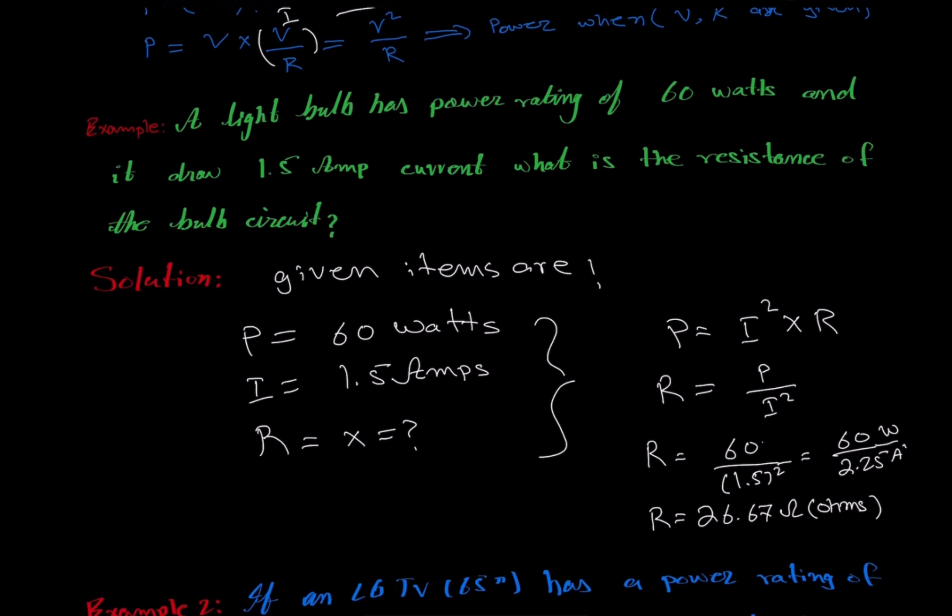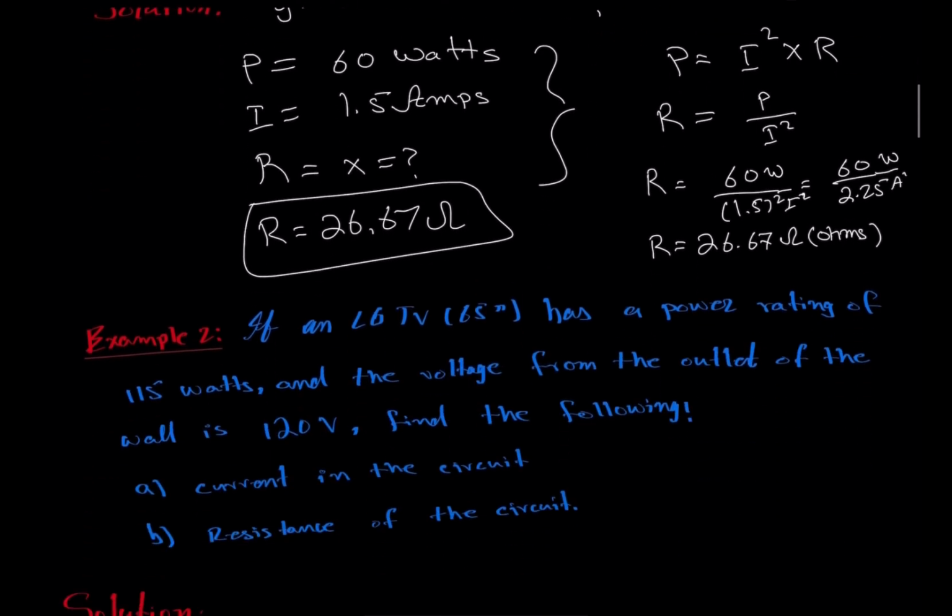R is equal to, P was 60 watts, and amperage is 1.5 squared. So 60 watts, 1.5 squared will be 2.25. 60 divided by 2.25 will be 26.67 ohms, with the 6 repeating. So our resistance should be 26.67 ohms. So that's how we find it.